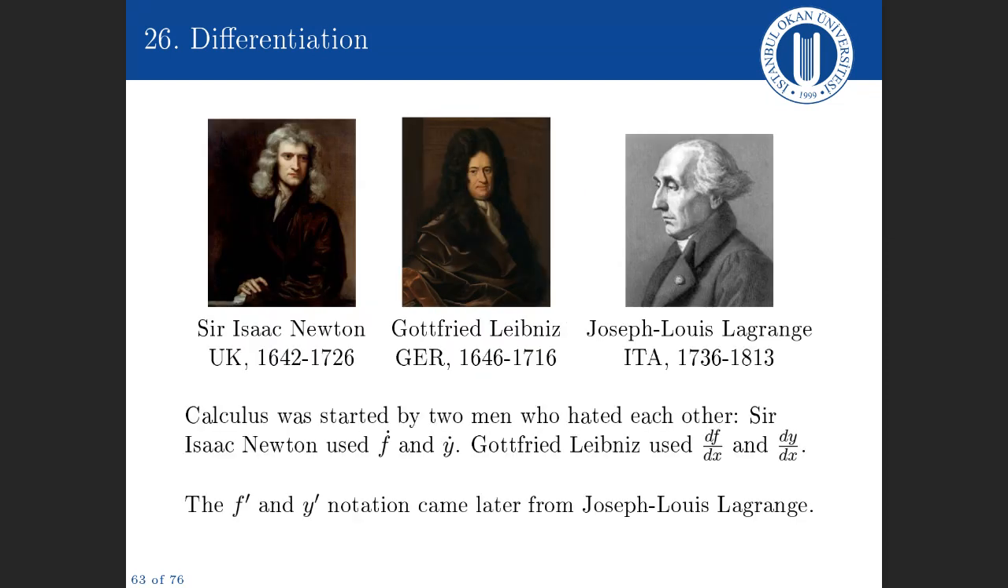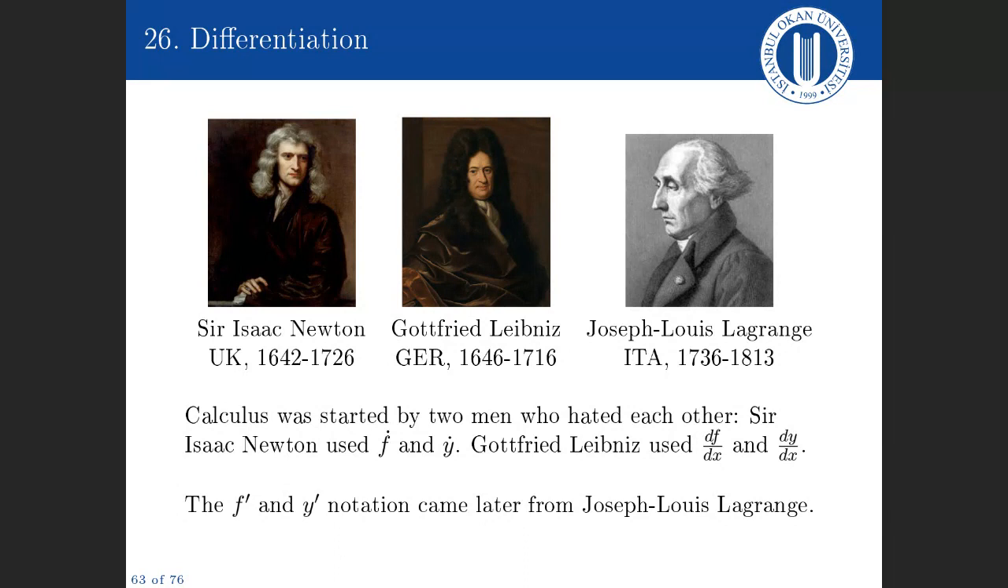Why do we have so many notations? Well, because calculus was started by two men, Leibniz and Newton, and they both claimed that they were the one that invented calculus first. They argued about this and they grew to hate each other. So Isaac Newton used f dot and y dot notation. Gottfried Leibniz used the df dx and dy dx notation.